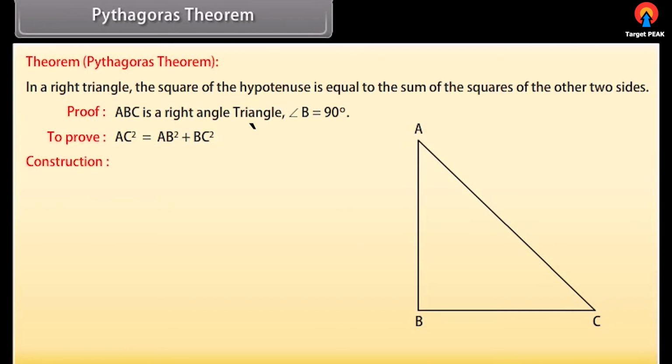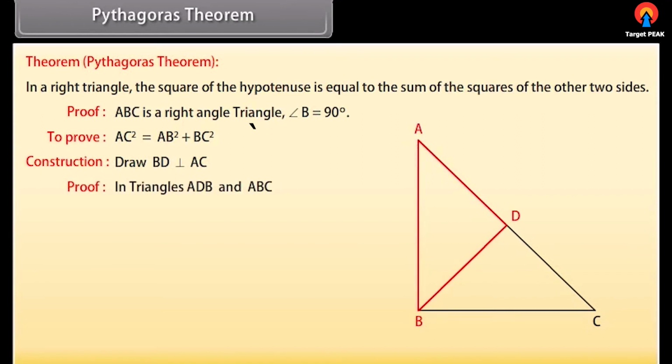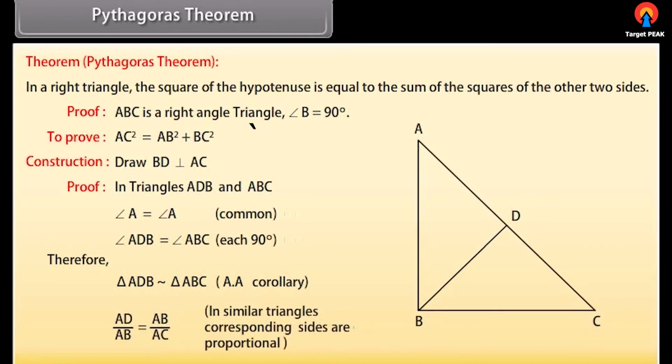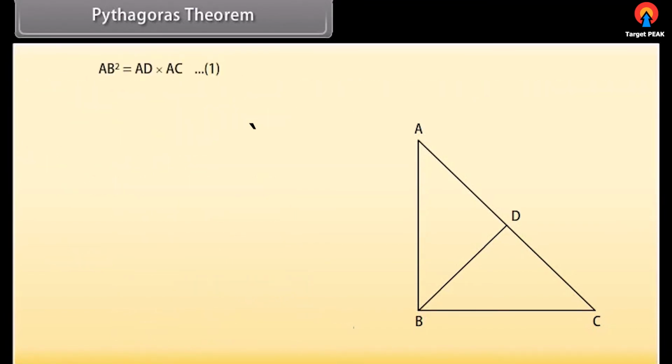Construction. Draw BD perpendicular to AC. Proof. In triangles ADB and ABC, angle A is equal to angle A, common. Angle ADB is equal to angle ABC, each 90 degrees. Therefore, by AA corollary, triangle ADB is similar to triangle ABC, which implies that AD upon AB equals AB upon AC, because in similar triangles, corresponding sides are proportional. Or we can write it as AB square equals AD into AC. Mark it as 1.